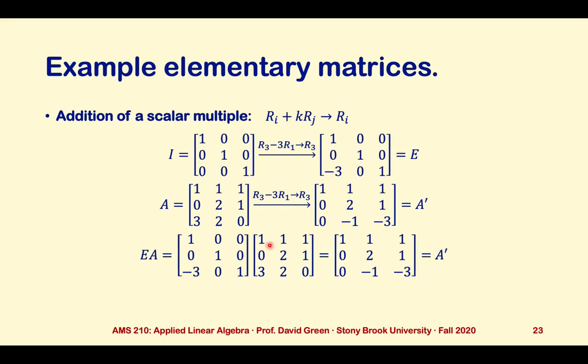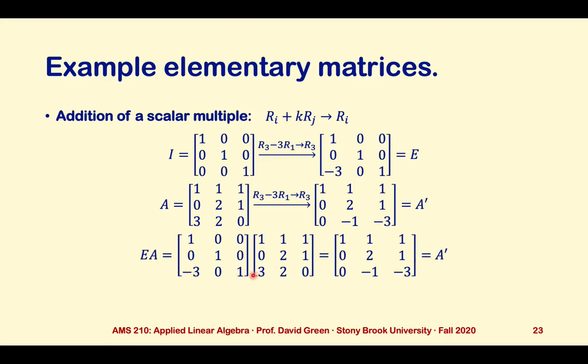Multiplying this E by this A again gives us the same answer. What does the first row of E do? It picks out the first entry of each column, so the first row is unchanged. The second row, 0, 1, 0, picks out only the second entry from each column. So the second row is unchanged.